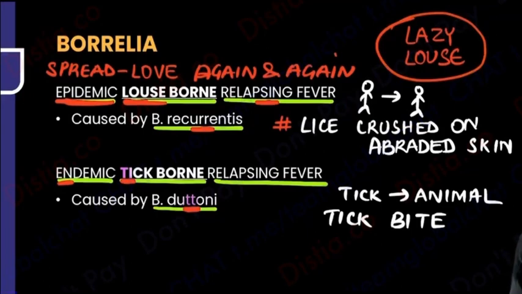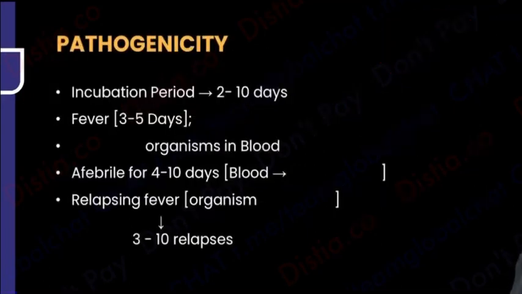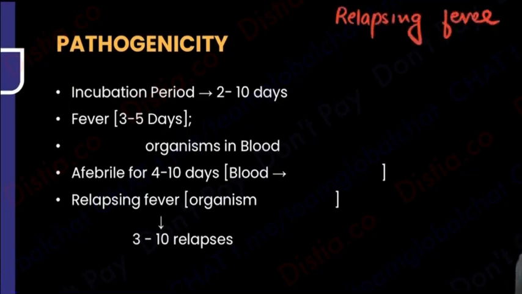Now let's move forward. What is the pathogenicity that we have to know? My first word is, it is a relapsing fever. All that I'm going to say is fever is going to come, fever is going to go, then come again, then go again. So remember, the incubation period is roughly 2 to 10 days. Fever lasts for 3 to 5 days. This is the duration in which the fever lasts.